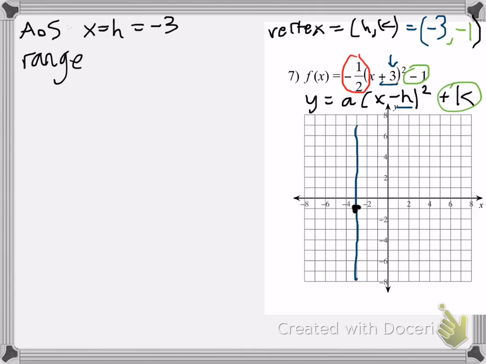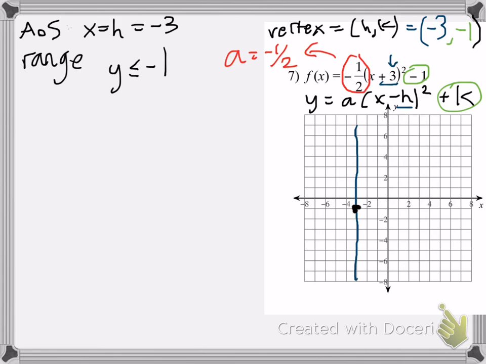Well, here, my a value is negative 1/2. So I know that this parabola is going to open down, right? So if I look at this and I think about a parabola that opens down, all of my y values are going to be below the vertex. So the range is going to be all the y values that are below that point, negative 3 comma negative 1. So I'll do y is everything less than or equal to negative 1.